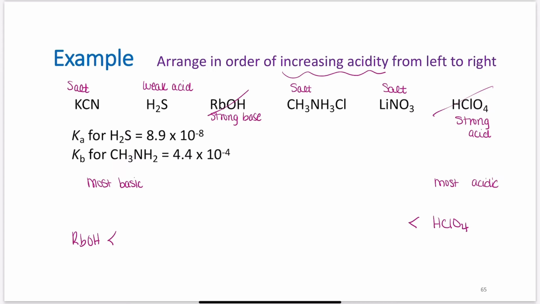KCN is a salt formed of potassium ions and cyanide ions. Potassium ion comes from KOH, which is a strong base, so it has no effect on pH. CN minus comes from HCN, which is a weak acid, which means this is a conjugate base. So this is basic, or pH above 7. H2S I know is acidic.